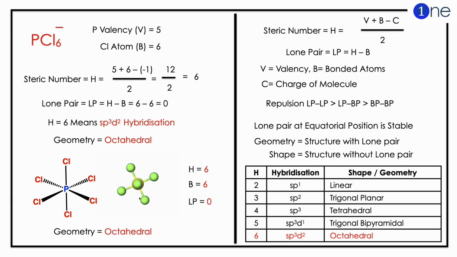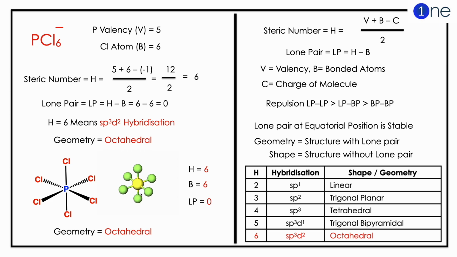divided by 2. And if you substitute in the formula, phosphorus valence is 5, chlorine atoms are 6, and you have a negative charge. So if you substitute in the formula, you have 12 by 2, which gives 6. The lone pair will be H minus, which is 6 minus 6 equals 0.